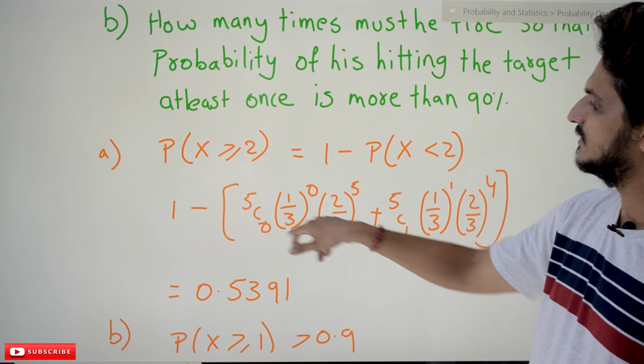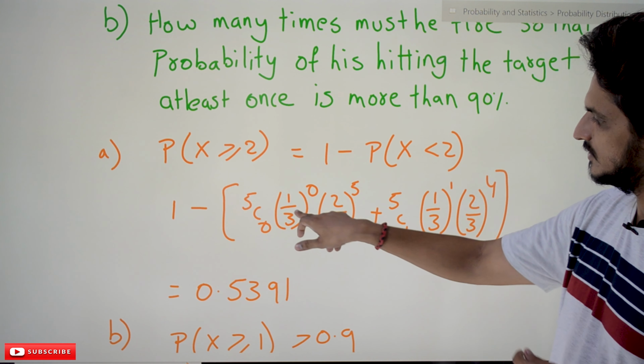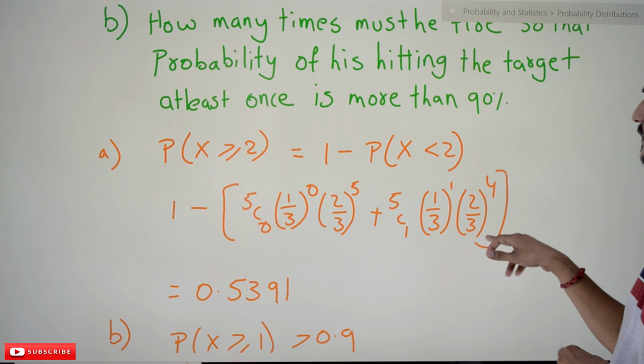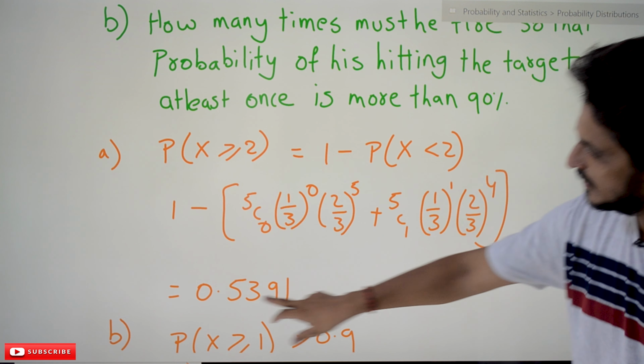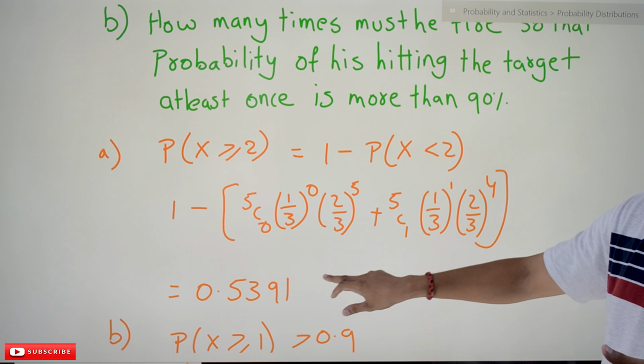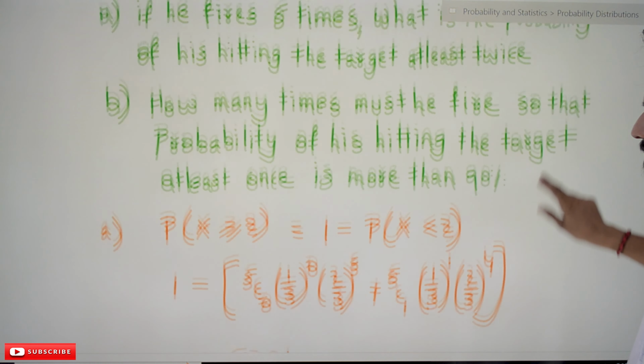1 minus 5C0, 1 by 3 power 0, 2 by 3 is the miss probability. This is hit probability, power 5 plus 5C1, 1 by 3 power 1, 2 by 3 power 4. If you find this, the final value is 0.5391. This is the probability he is going to hit the target at least twice for the first question.